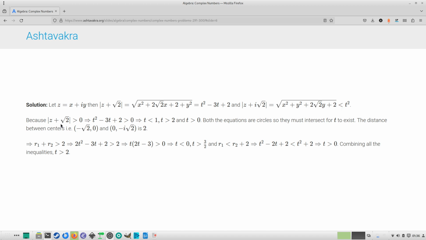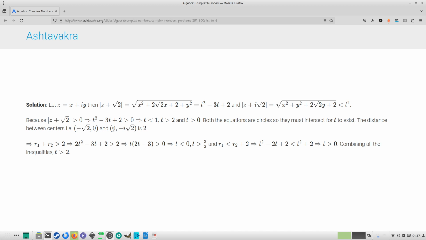But mod of z plus root 2 will be greater than 0. So t square minus 3t plus 2 would be greater than 0. That means t less than 1 and t greater than 2. But for t greater than 0, both the equations are circles. So they must intersect for t to exist.